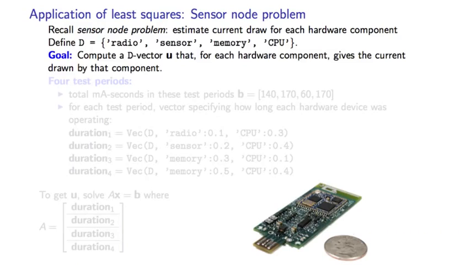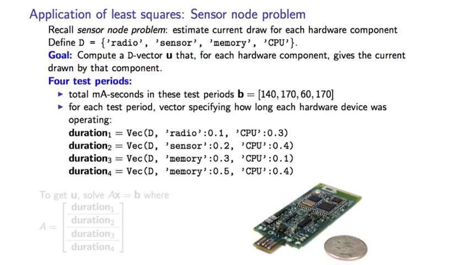We define the domain D to consist of the names of the hardware components, and our goal is to compute a D vector U that for each hardware component gives the current drawn by that component. We did this by running 4 test periods. We know the total milliampere seconds for the sensor node in each of these test periods, which we write in this vector B. And in each test period, we know how long each component was running. We specify those durations in vectors, duration 1 through duration 4.